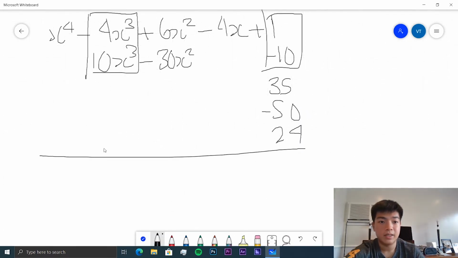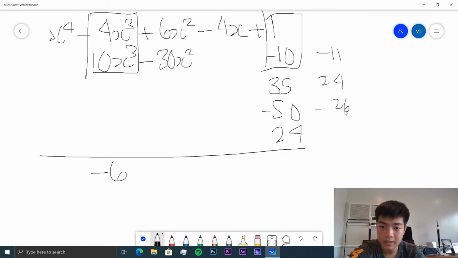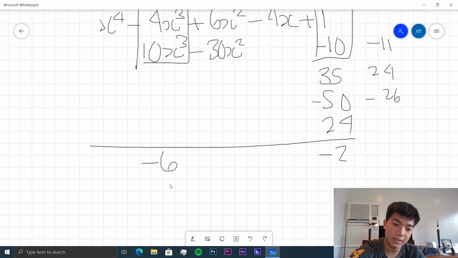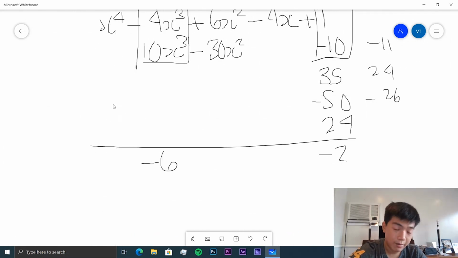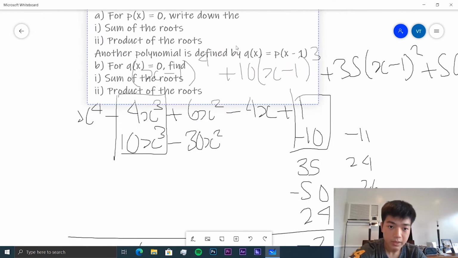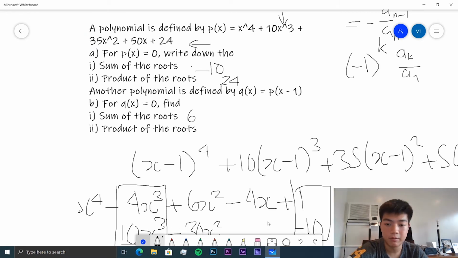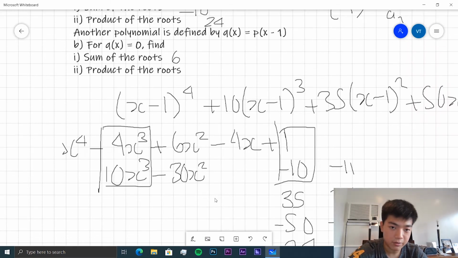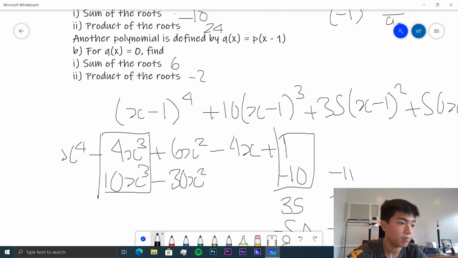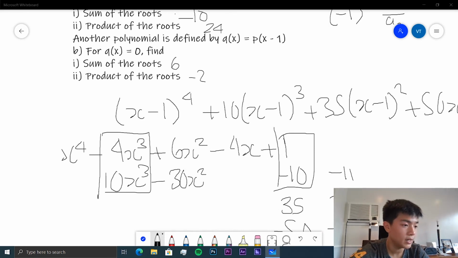So we have, this is equal to negative 6. And this is equal to 1 minus 10, negative 11. This is 24, negative 26, negative 2. So we have the sum is equal to negative 6, negative 1 times negative 6 over 1. So the sum of the roots should simply be equal to 6. And the product of the roots should simply be equal to negative 2 over 1, negative 2. So yeah. Unless I did some math wrong.